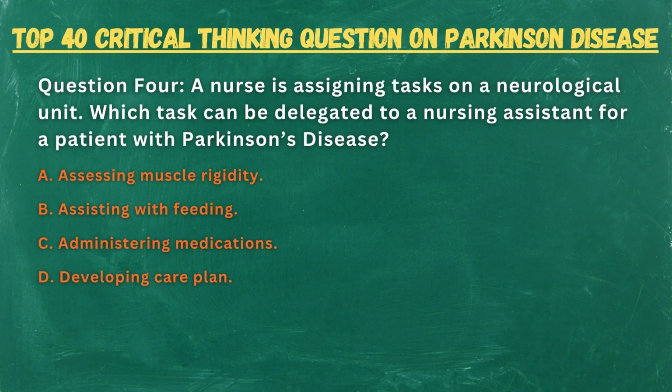Question 4. A nurse is assigning tasks on a neurological unit. Which task can be delegated to a nursing assistant for a patient with Parkinson's disease? A. Assessing muscle rigidity. B. Assisting with feeding. C. Administering medications. D. Developing care plan. Answer: B. Assisting with feeding.